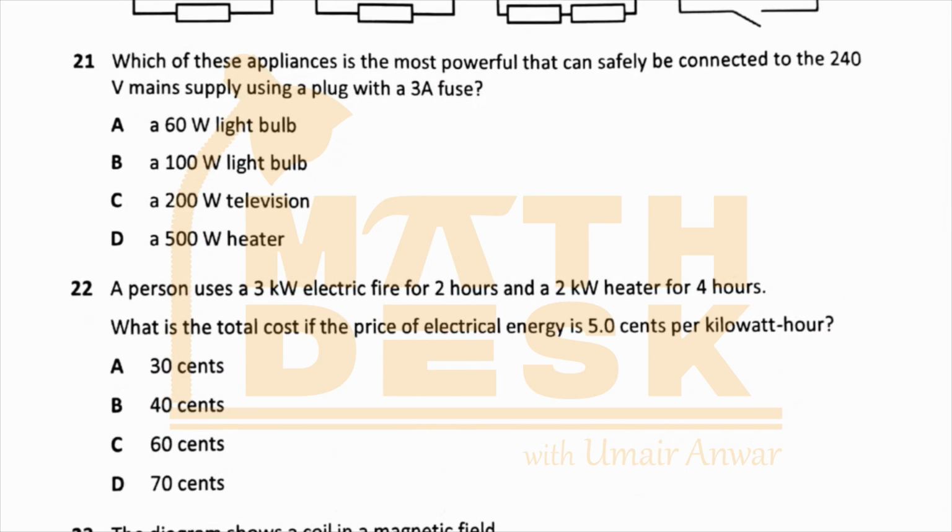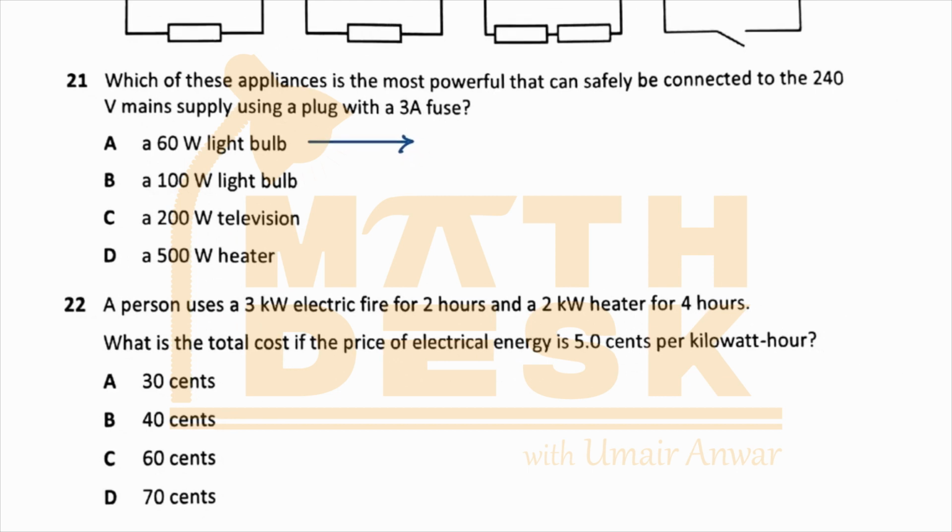The next part says which of these appliances is the most powerful that can safely be connected to the 240 volts main supply using a plug with a 3 ampere fuse. A 60-watt light bulb, a 100-watt light bulb, a 200-watt television, and a 500-watt heater.